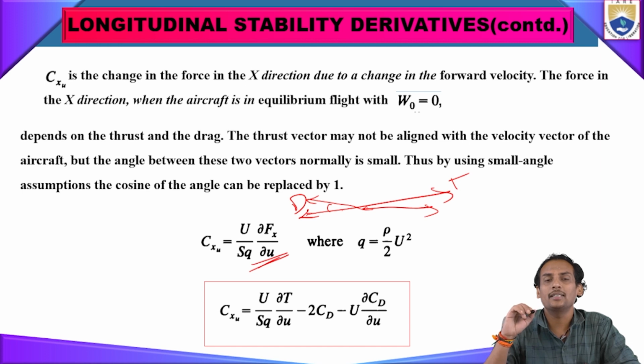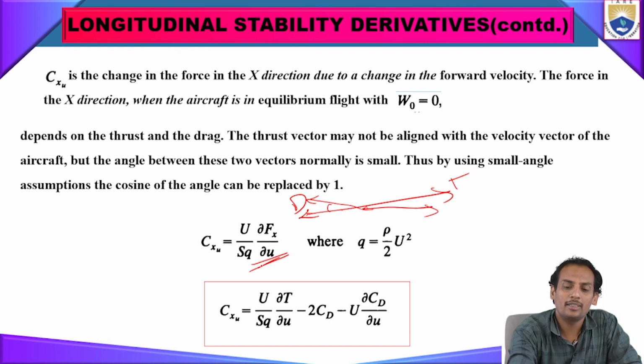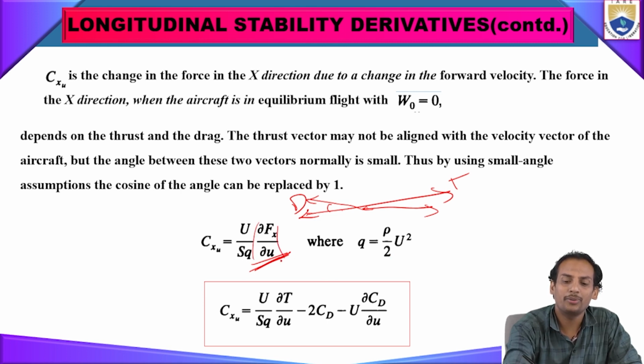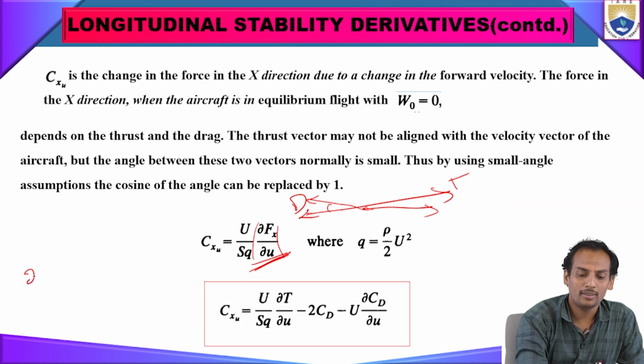So CXu, CXz, and CMα, CMz also. We have given a list of derivatives, and if you look in any prescribed textbook, including my reference textbook, you can find the stability derivatives description. That stability derivative we have given as u by SQ into ∂Fx/∂u. So ∂Fx/∂u with respect to u we already gave. So what is ∂Fx/∂u? We have given it previously.